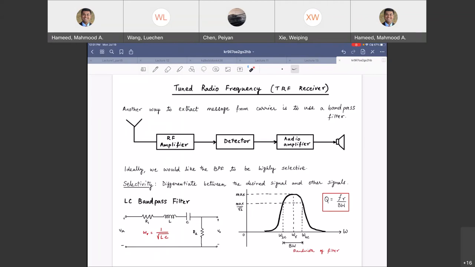But the problem is this. You will need to tune it. Why do you need to tune it? Because sometimes the message is here, sometimes the message is here, sometimes the message is here, it changes, right? So what you need to design is a tuned filter. What is the problem when you design tuned filters?